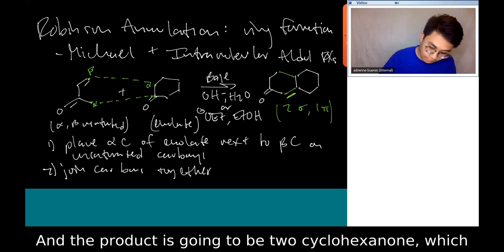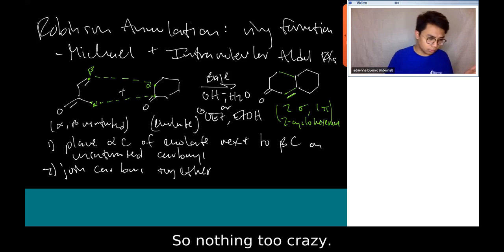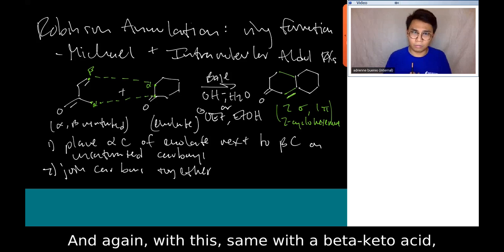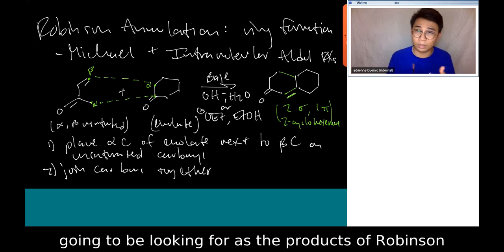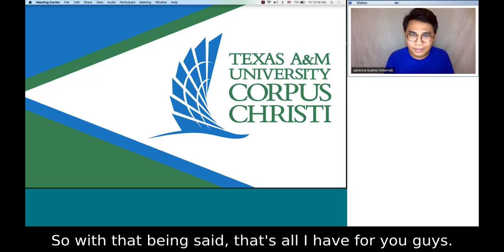And the product, oh, it's green. The product is going to be a 2-cyclohexenone, right? Which is what this is. So, nothing too crazy. And again, same with the beta keto ester, things like that, this is what you're going to be looking for as a product for Robinson annulation.